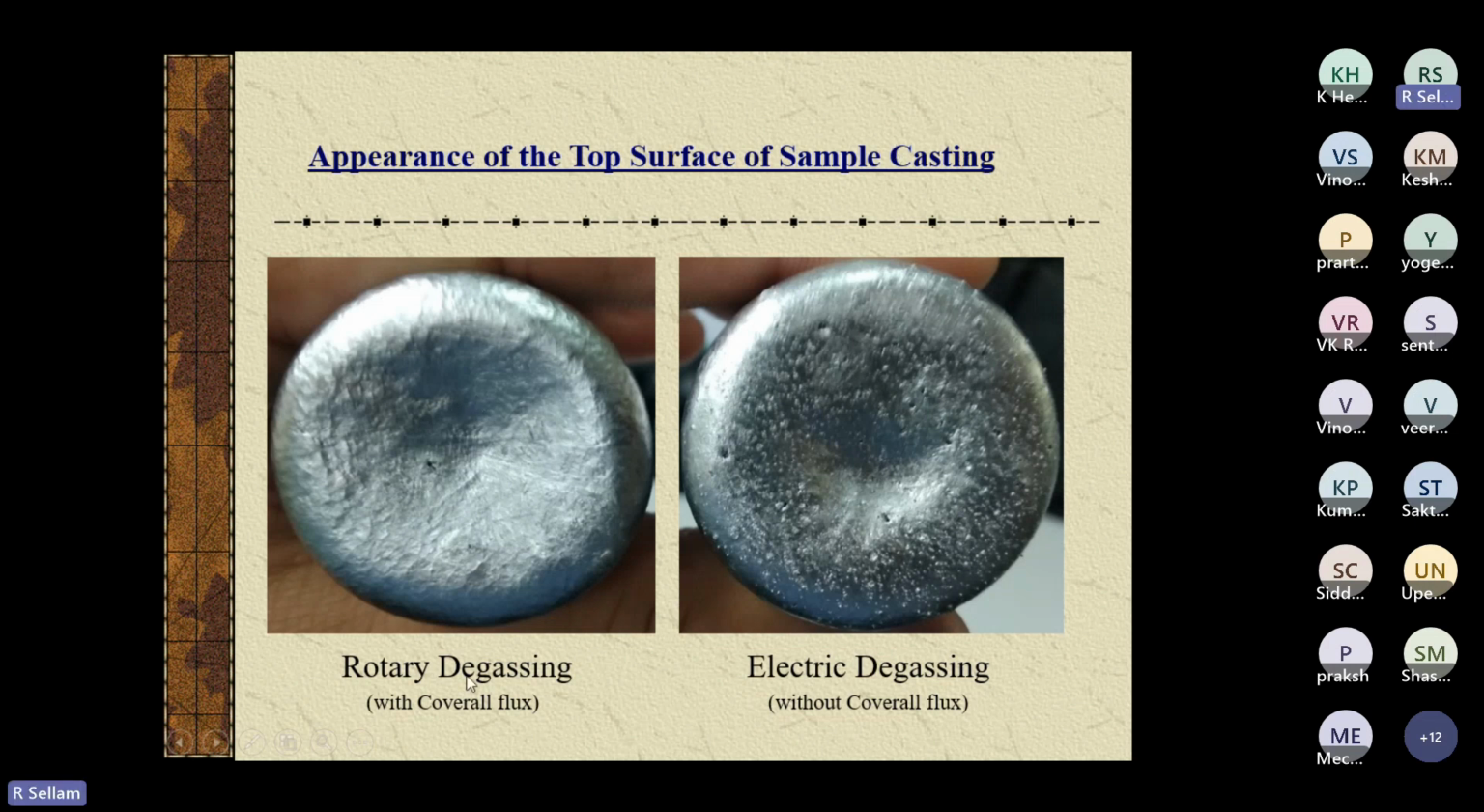In rotary degassing using coverall flux, there are some small bubbles and phenols. Here, a lot of bubbles are there, and they are basically entrapped in the film of aluminum oxide. In place of coverall flux, aluminum oxide cannot be formed, but here we are not using any coverall flux. So these bubbles are entrapped within the top layer of aluminum oxide. Some bubbles are exploded, the phenols are there, and that's all.